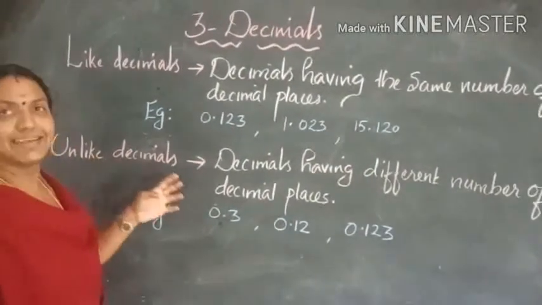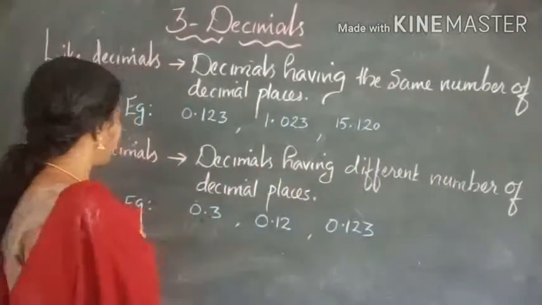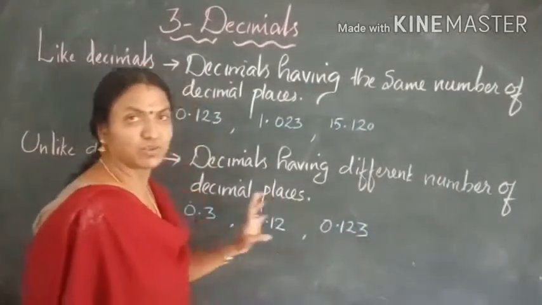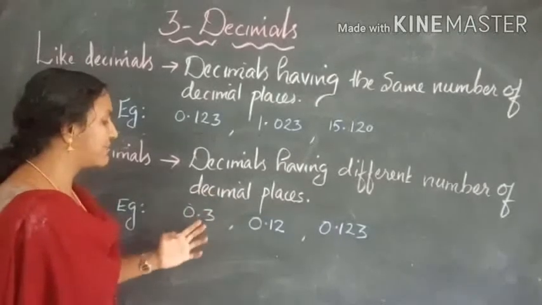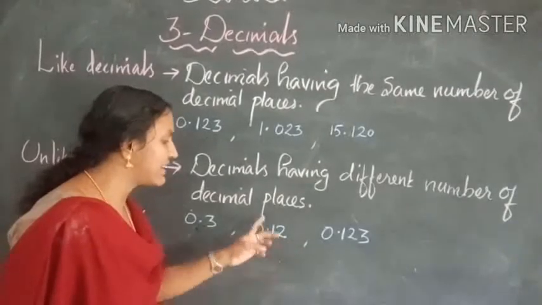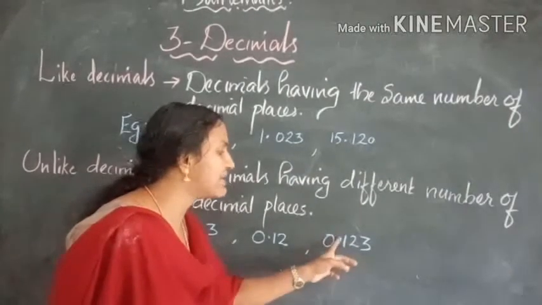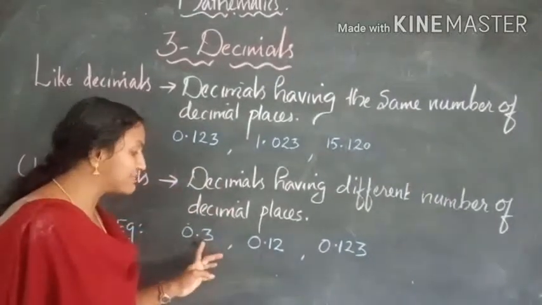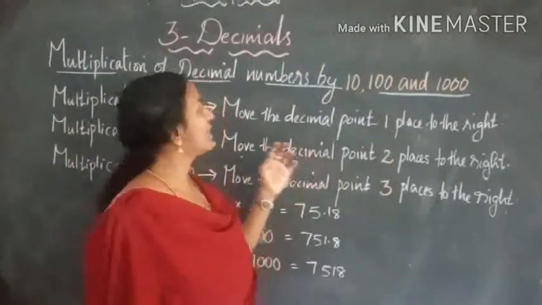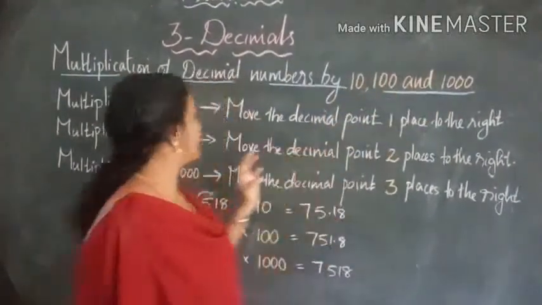The next one, unlike decimals, decimals having different numbers of decimal places. For example, 0.3, 0.12, 0.123. Here, the first decimal number has 1 digit after the decimal, the second has 2 digits, and the third has 3 digits. Means after the decimal the number of digits are different. They are unlike decimals. Next we shall discuss the multiplication of decimal numbers by 10, 100 and 1000.